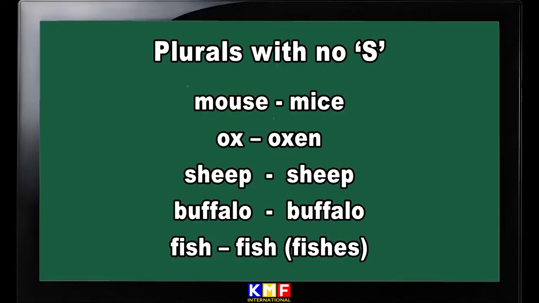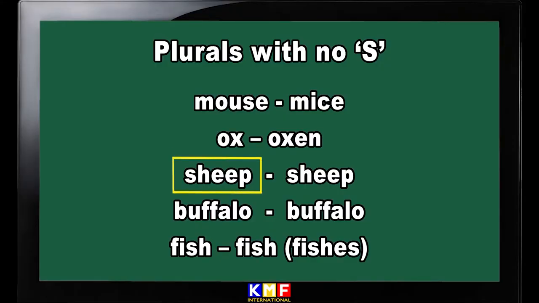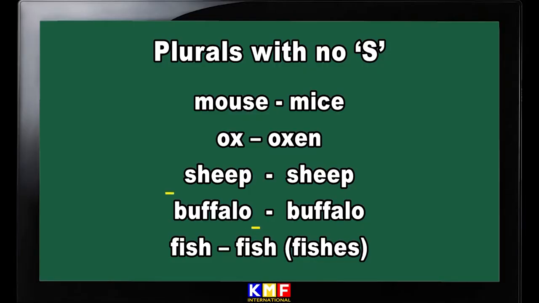Don't look. Oh, she's cheating. One mouse, two mice. One ox, two oxen. Oh, I've got to look, I've forgotten. One sheep, two sheep. Yes, okay. It's the same, plural and singular. One buffalo, 10 buffalo. Yeah, not buffaloes, 10 buffalo. Yes, good.